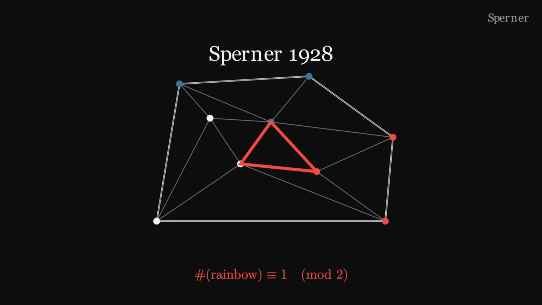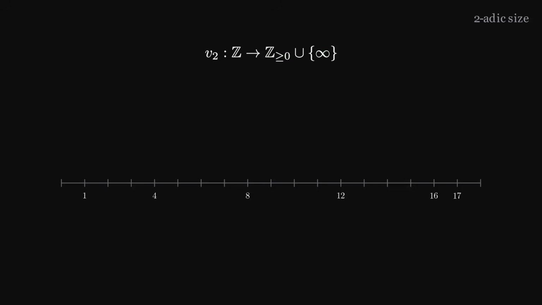To build the coloring, we need a very strange tool from number theory, a way to measure numbers that isn't the ordinary absolute value. It's called the 2-adic valuation. For a non-zero integer, the 2-adic valuation is easy. Count how many times you can divide the integer by 2 before it becomes odd. That count is its 2-adic valuation. 8 has valuation 3. Divide by 2, by 2, by 2 and you get 1. 12 has valuation 2. 17 has valuation 0. 0 itself is defined to have valuation infinity because it's divisible by 2 forever.